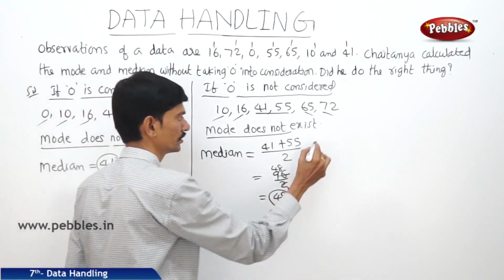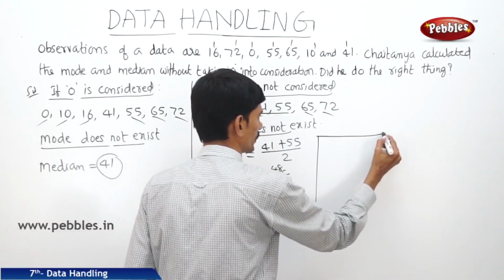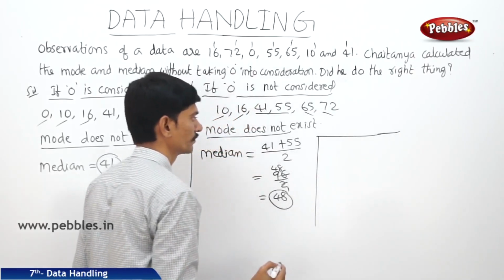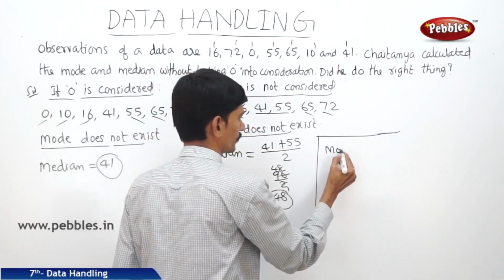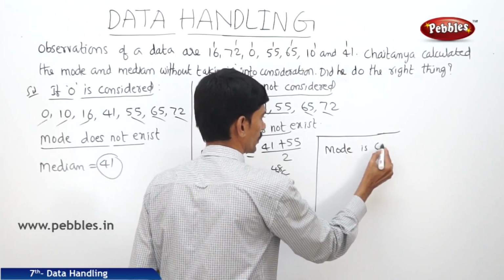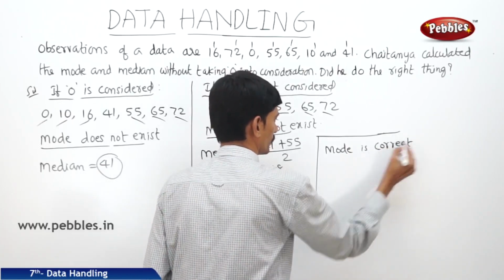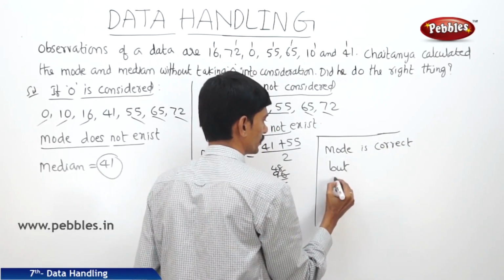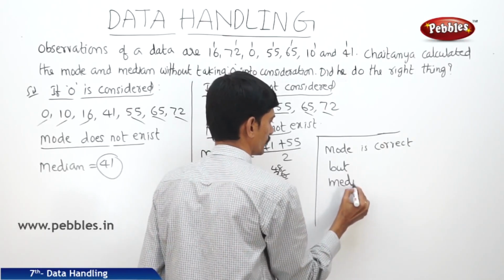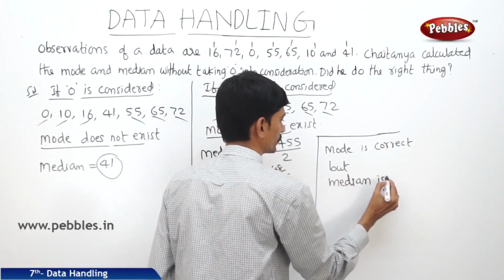So when Chaitanya did without considering 0, the mode is correct, but the median is not correct.